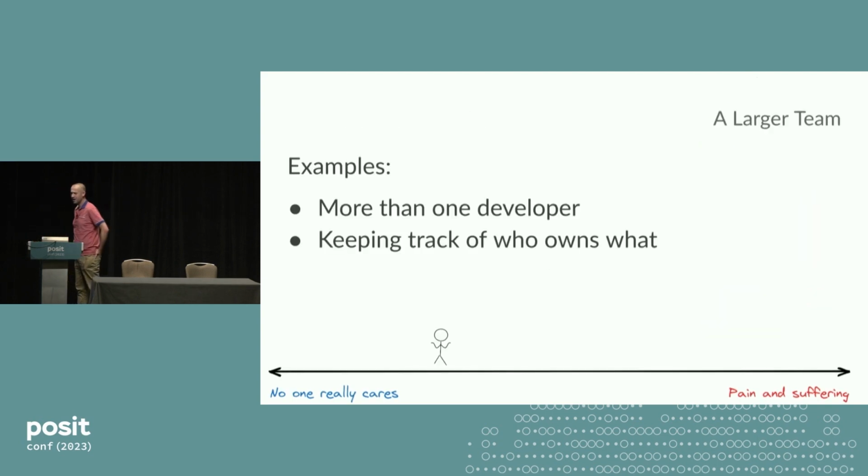So let's suppose we're getting a bit more important. We've got a larger team, right? So you might have 2, 3, 4, 5 people. So there's more than one developer, and we want to keep track of who owns what.